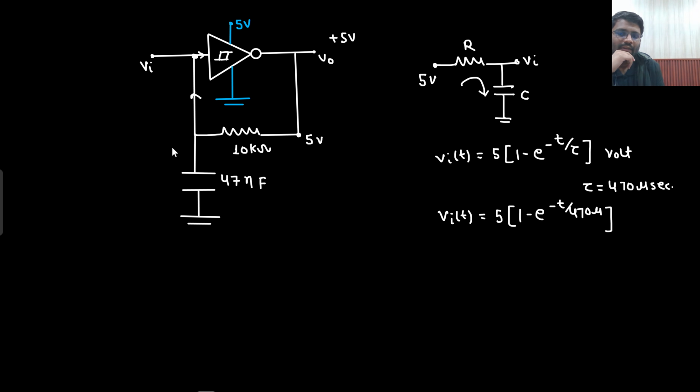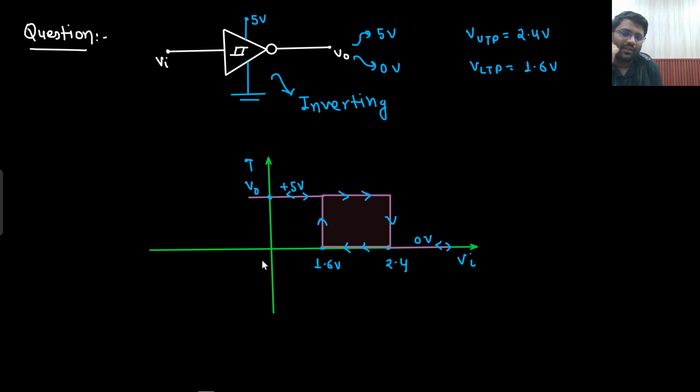Now this capacitor will start developing some voltage. That means what is happening now? The input value is increasing from 0 to some particular value. That means which characteristics will you follow? This characteristics I will follow. So it is increasing from 0 to some particular value. Is that understandable to you?